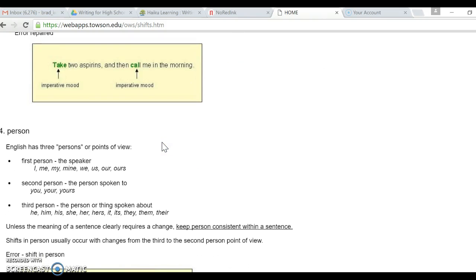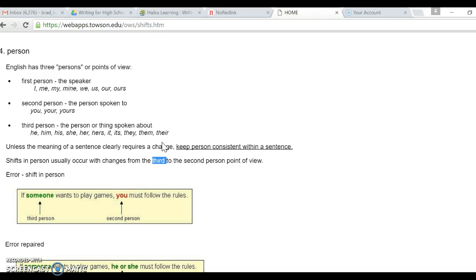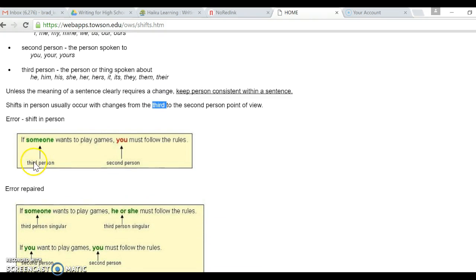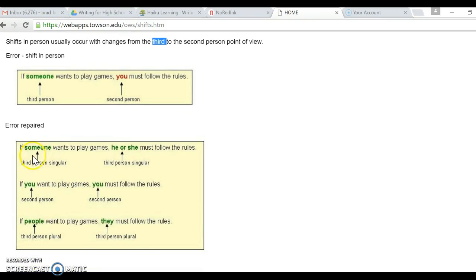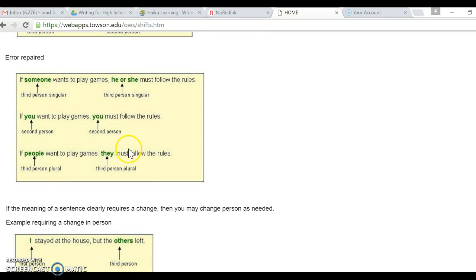Mood I'm not as concerned with. Person, this was something I saw quite a bit in your writing. "If someone wants to play games" is third person, or "you must follow the rules" is second person. So you want to keep that consistent. If someone wants to play games, he or she, and I know that may sound awkward, but do that. Or, if you want to play the games, you follow the rules. Or, if people, they must follow. That's probably one that comes up.